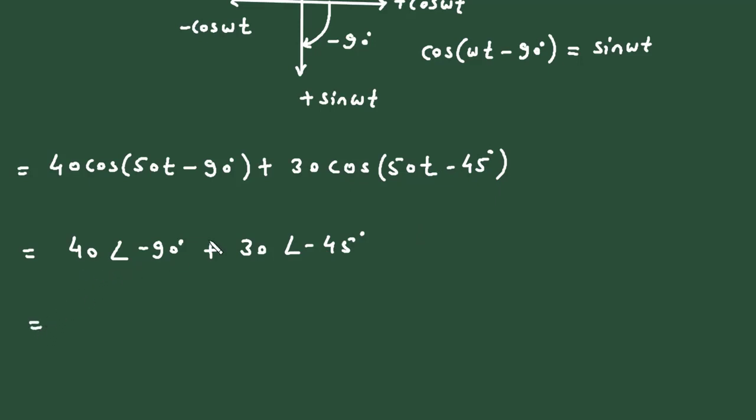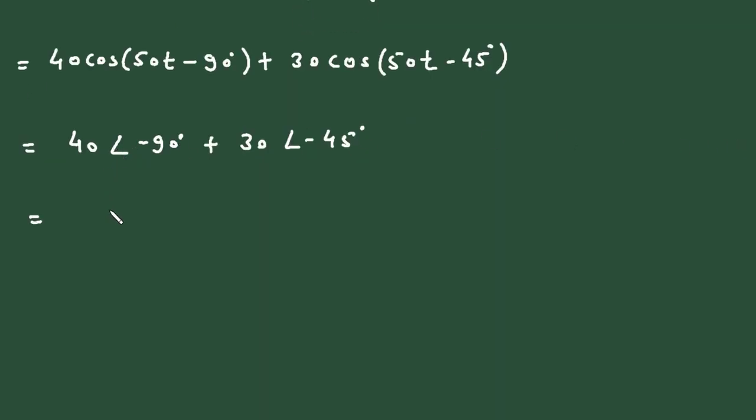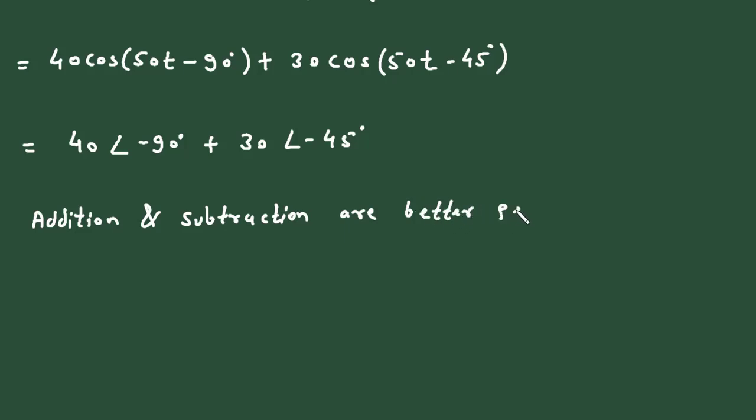So now we will convert this into its equivalent rectangular form. So directly we can write here 40, we know the formula, or here we can write first step by step. Addition and subtraction are better performed in rectangular form.